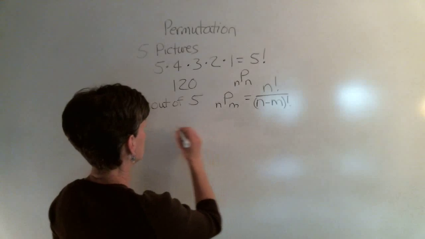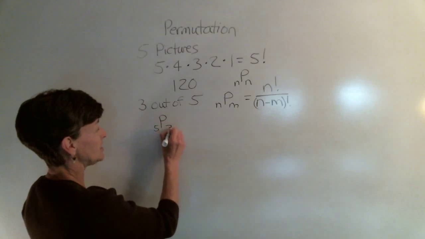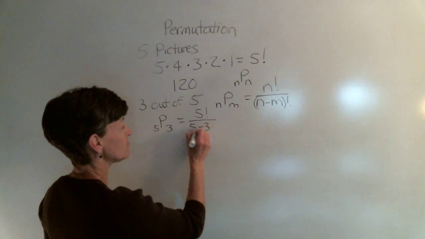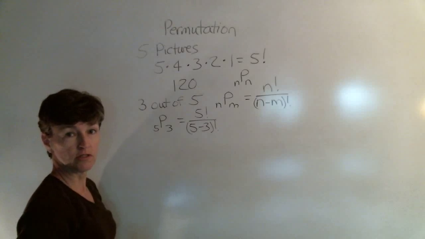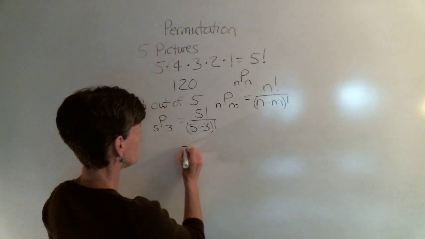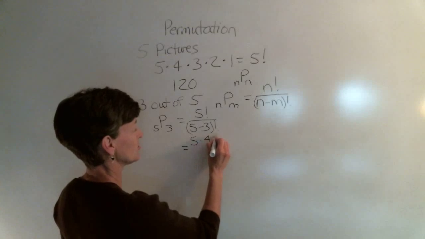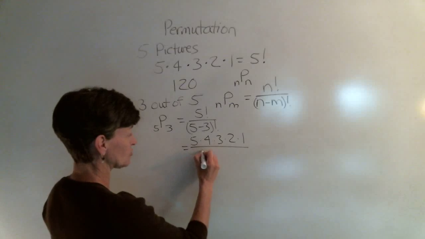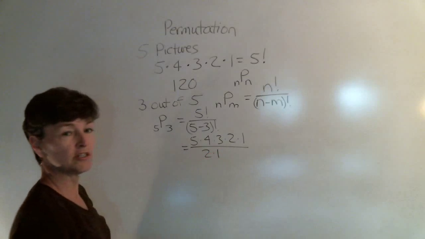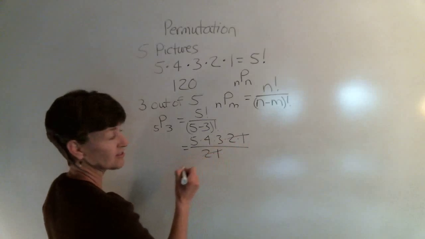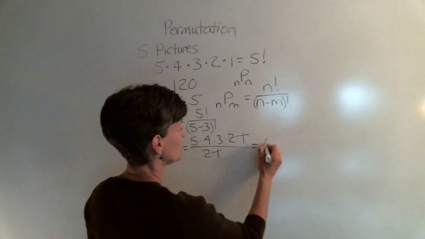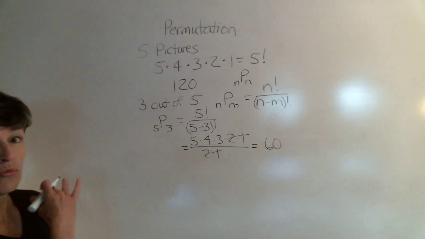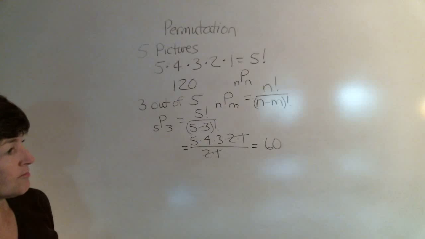n is going to be 5 this time, and m is going to be 3. And so this is going to be 5 factorial over 5 minus 3 factorial. Well, let's see what that looks like. That's going to be 5 times 4 times 3 times 2 times 1 over 5 minus 3, which is 2 factorial, so that's just going to be 2 times 1. Well, these cancel, and so I have 20 times 3, which is 60. So there are only 60 ways that I can arrange 3 out of those 5 pictures.